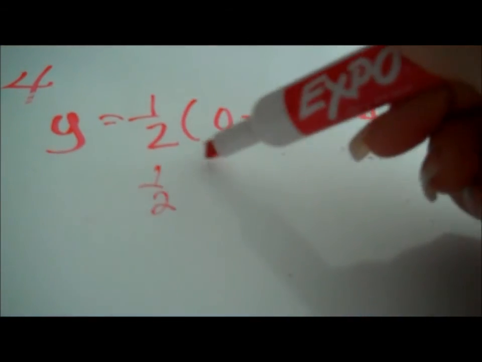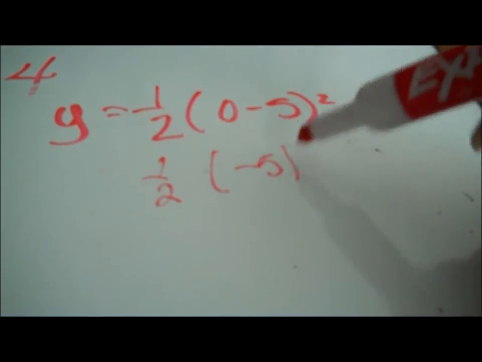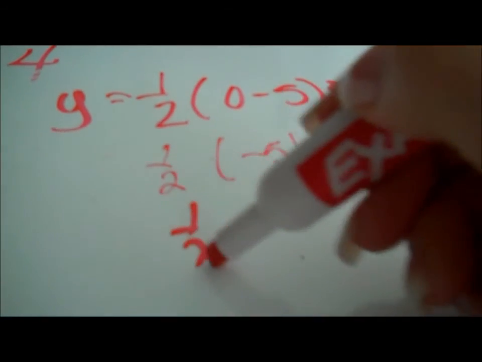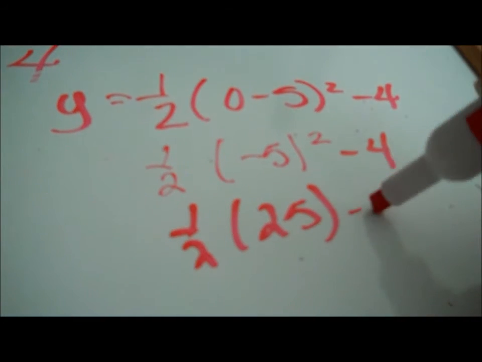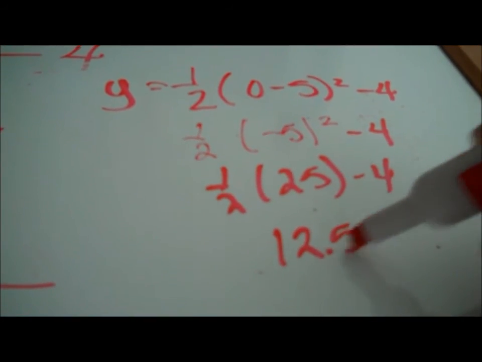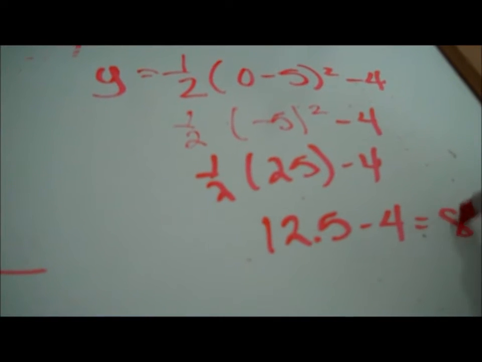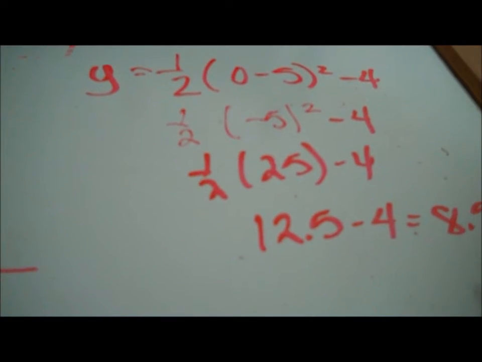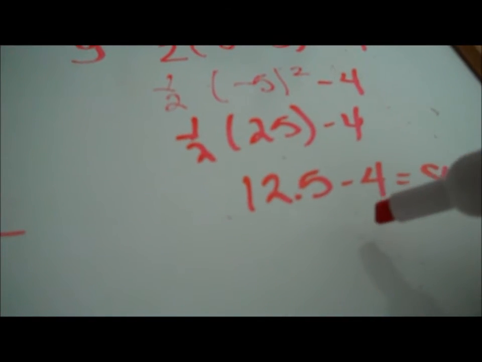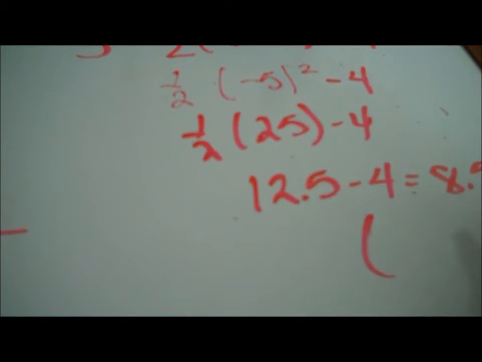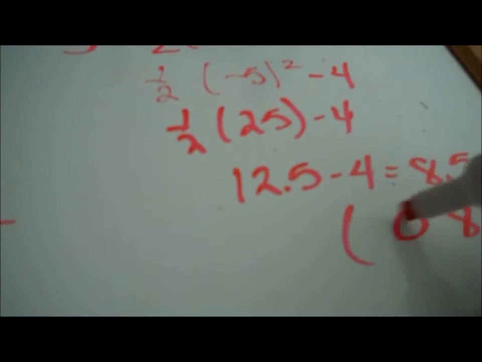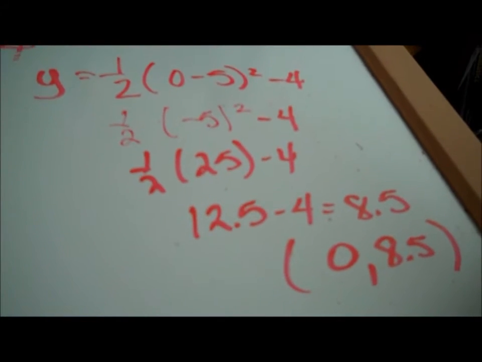I get 1/2 (-5) squared minus 4. 1/2 of 25 minus 4. So half of 25 is 12.5 minus 4. So that would be 8.5. Okay, so that means that this graph will cross the y-axis at 8.5. If I were to write this as an ordered pair, I would have (0, 8.5).